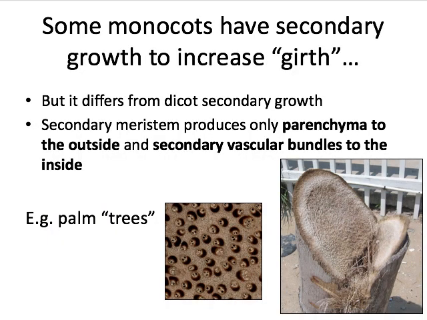Now, some monocots look like trees. Think about a palm tree, for example, but it does not have real wood. A monocot, even if it has some degree of secondary thickening, instead has a different type of meristem. It has a secondary meristem that simply produces parenchyma to the outside and secondary vascular bundles to the inside.